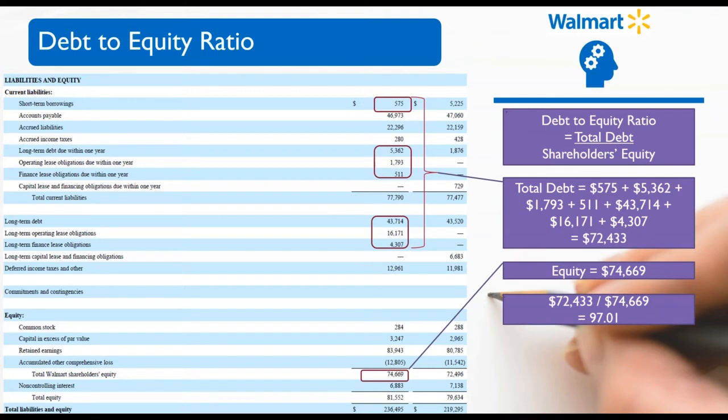So what does this mean, and how does it compare to Amazon? Well, this tells us that Walmart's total debt is slightly below its equity amount. When we compare this to Amazon, we can see that Walmart has a slightly lower debt to equity ratio. In other words, based on this metric, Walmart is not as highly levered as Amazon.